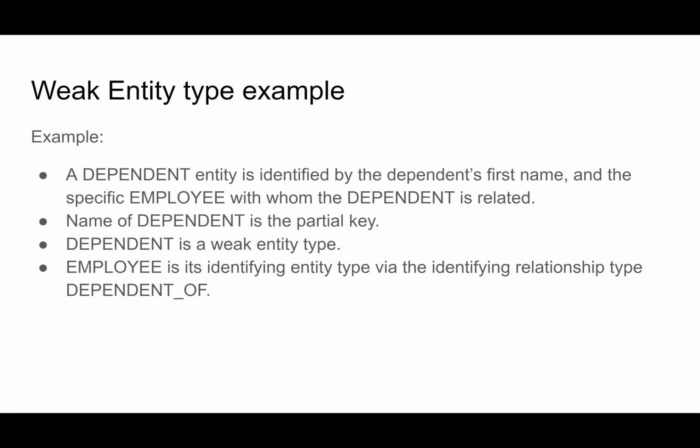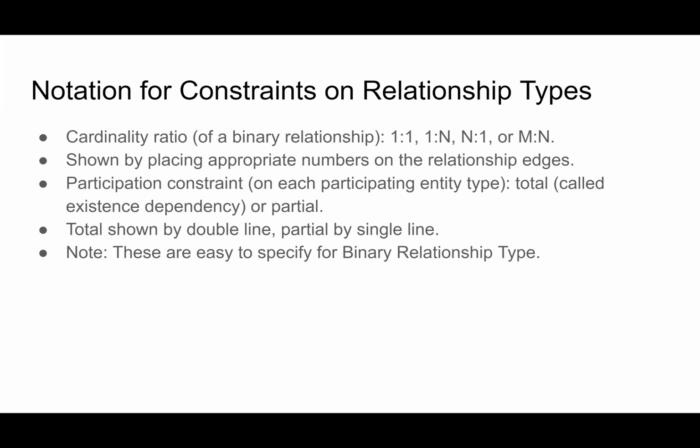So an example is the dependent entity. It's identified by the dependent's first name and the specific employee with whom the dependent is related. The name of the dependent is a partial key, and dependent is a weak entity type. Employee is its identifying entity type, and that's shared via the relationship dependents of.